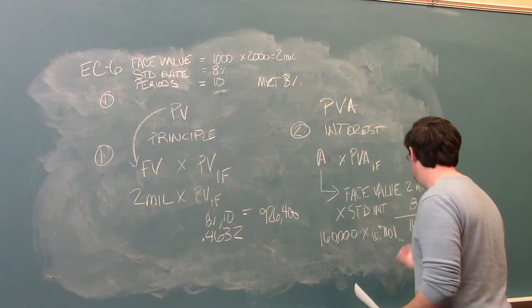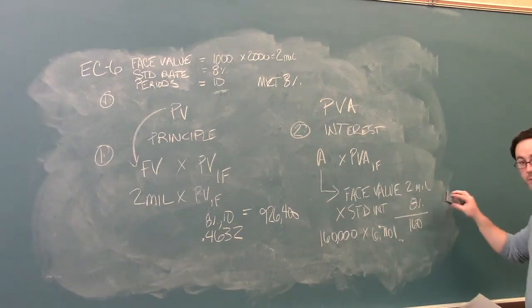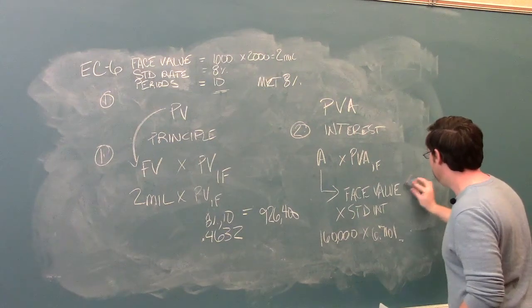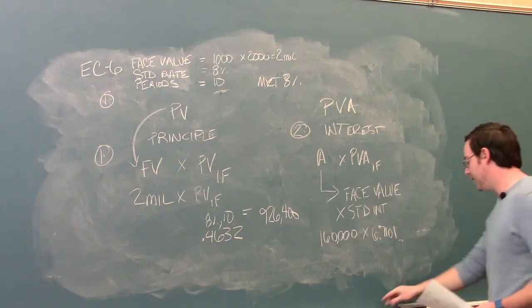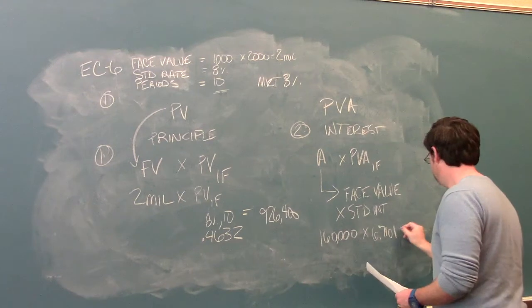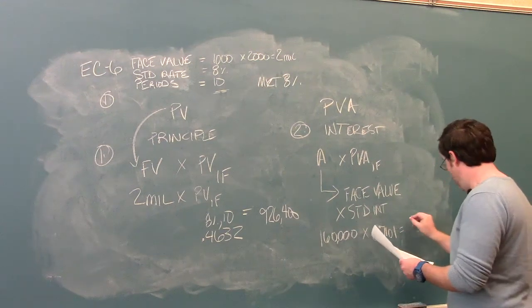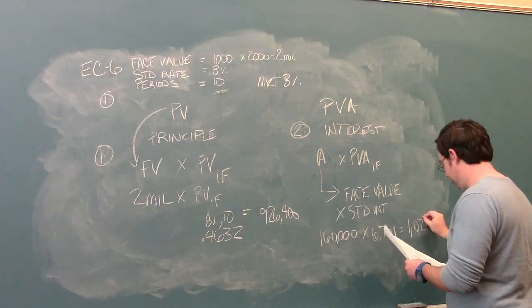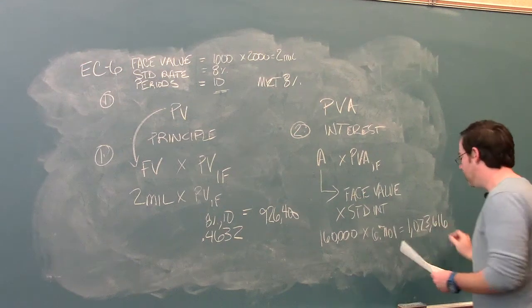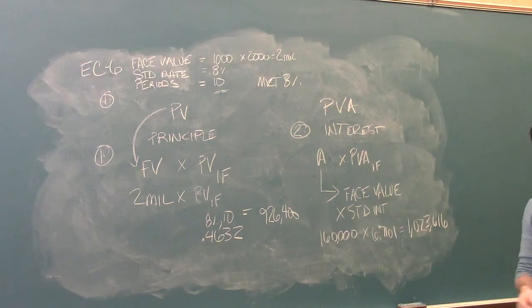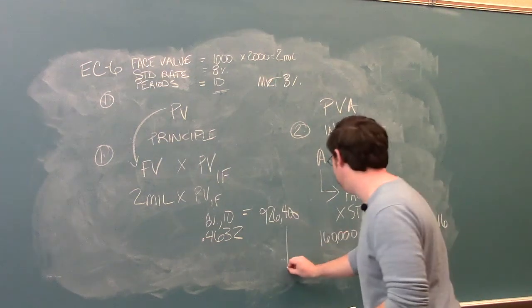When you multiply these guys out, I'm going to erase just so we have some space. Hopefully you've seen this portion here. When we multiply these guys out, we should get 1,073,616. Okay?